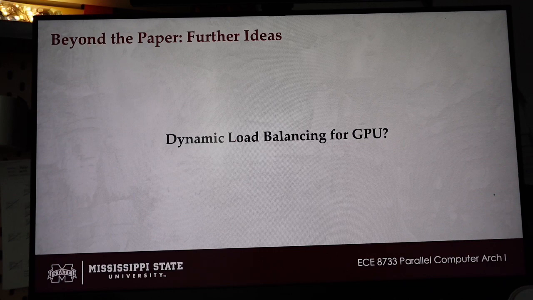Beyond the paper, I have some further ideas for research. In this paper, they talk about dynamic load balancing for the CPU. So what I'm thinking is that maybe dynamic load balancing can be applied to the GPU. Currently, many people doing AI, neural networks, and deep learning are using GPUs to train models. If we can apply dynamic load balancing to the GPU, then we can shorten the time for training the model.